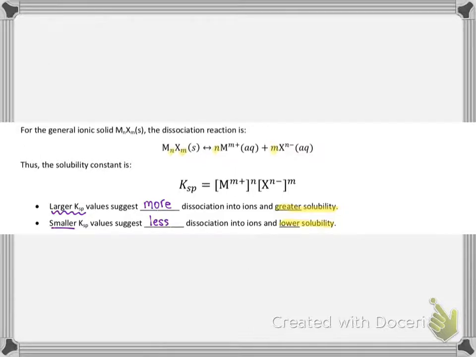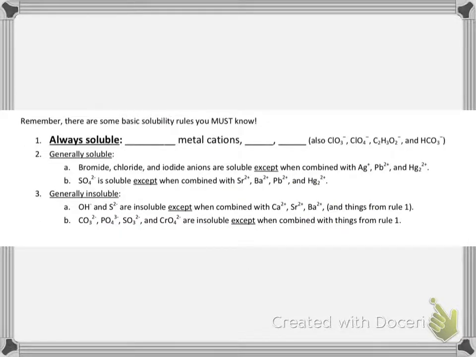Since we're talking about solubility, let's go ahead and remind ourselves of the basic solubility rules that you have to know. You only have to have memorized a very limited subset of solubility rules. Basically, you have to know three things that will always be soluble: alkali metal cations, ammonium, NH4+, and nitrate, NO3-.